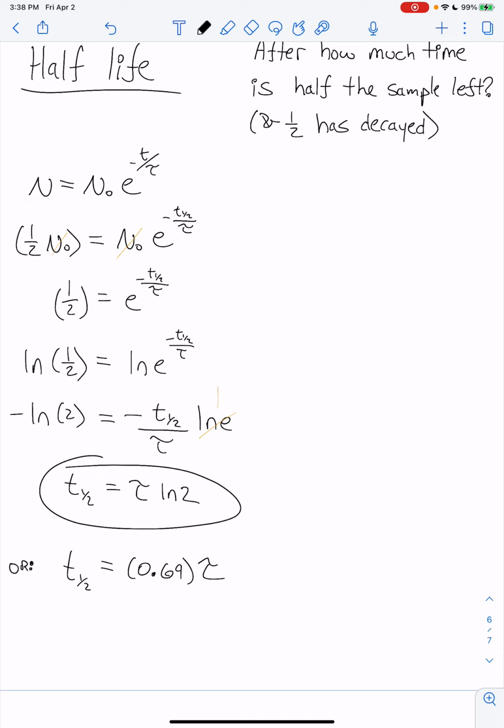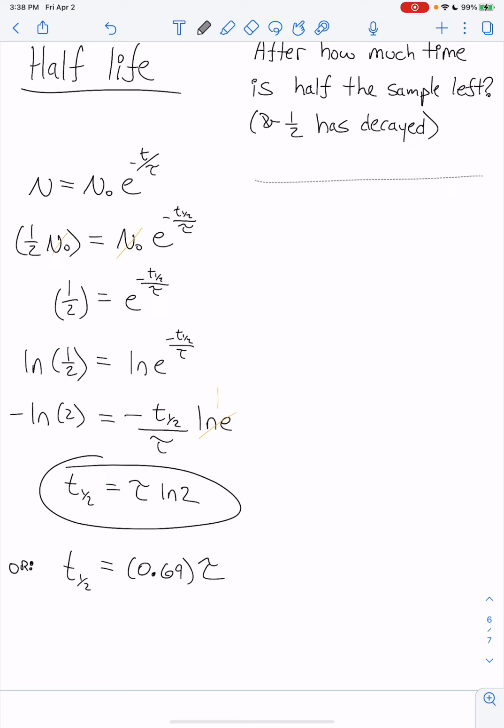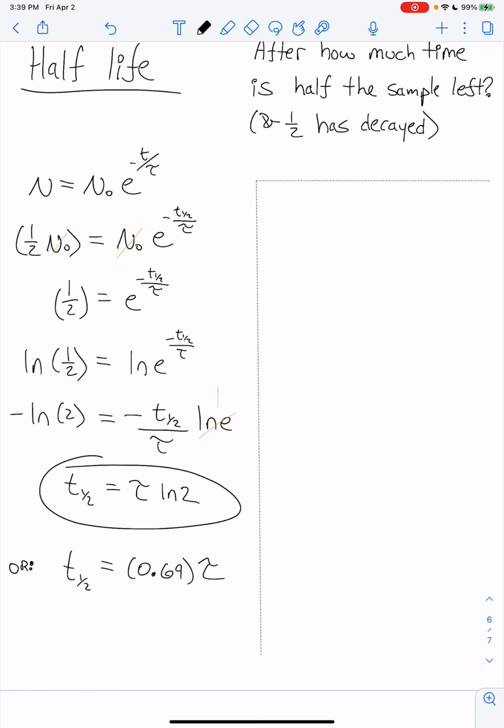All right, there's another version of this equation that you will see, and it can be quite useful. It can be quicker for some types of problems. And I want to show you how to move from this to that. So what we can do is substitute in this relationship between t1/2 and tau into our original equation for the number at any time. So we're going to sub it into this equation.